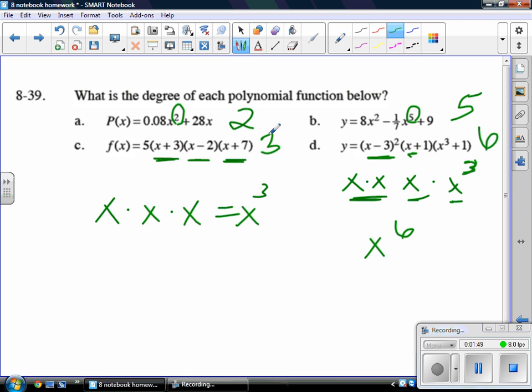And it also kind of tells us the shape. So part C would look like a cubic, so this will look like an S with a squiggly. This would be like a parabola. 6 is having a lot of squiggles going on, and 5.